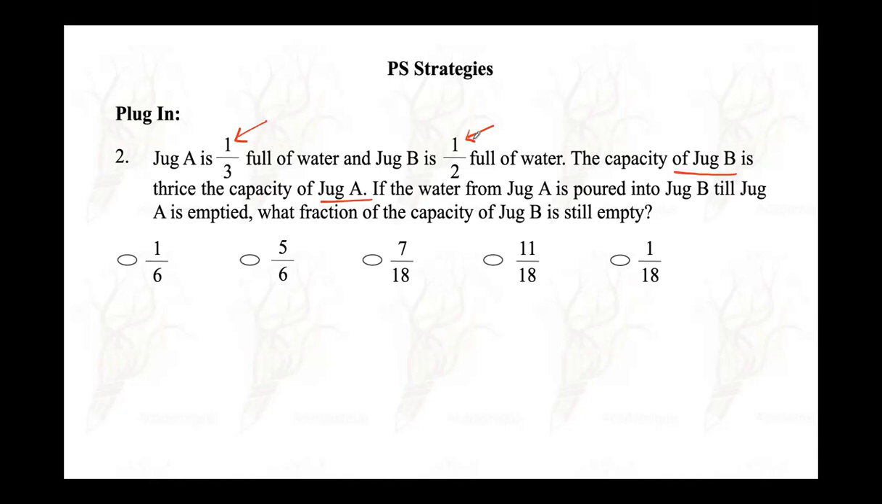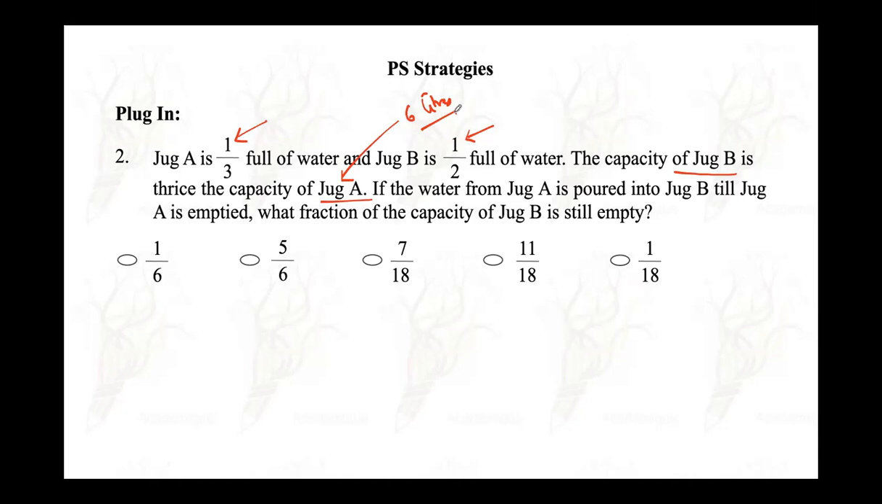life easy. Okay. So the simplest possible thing to do is to take the capacity of jug A to be, let's say, approximately 6 liters. Now, why I take 6 liters is because it will be divisible by both 2 and 3. So even if I want to deal with numbers like 1/3 and half, it would have made my life easy.